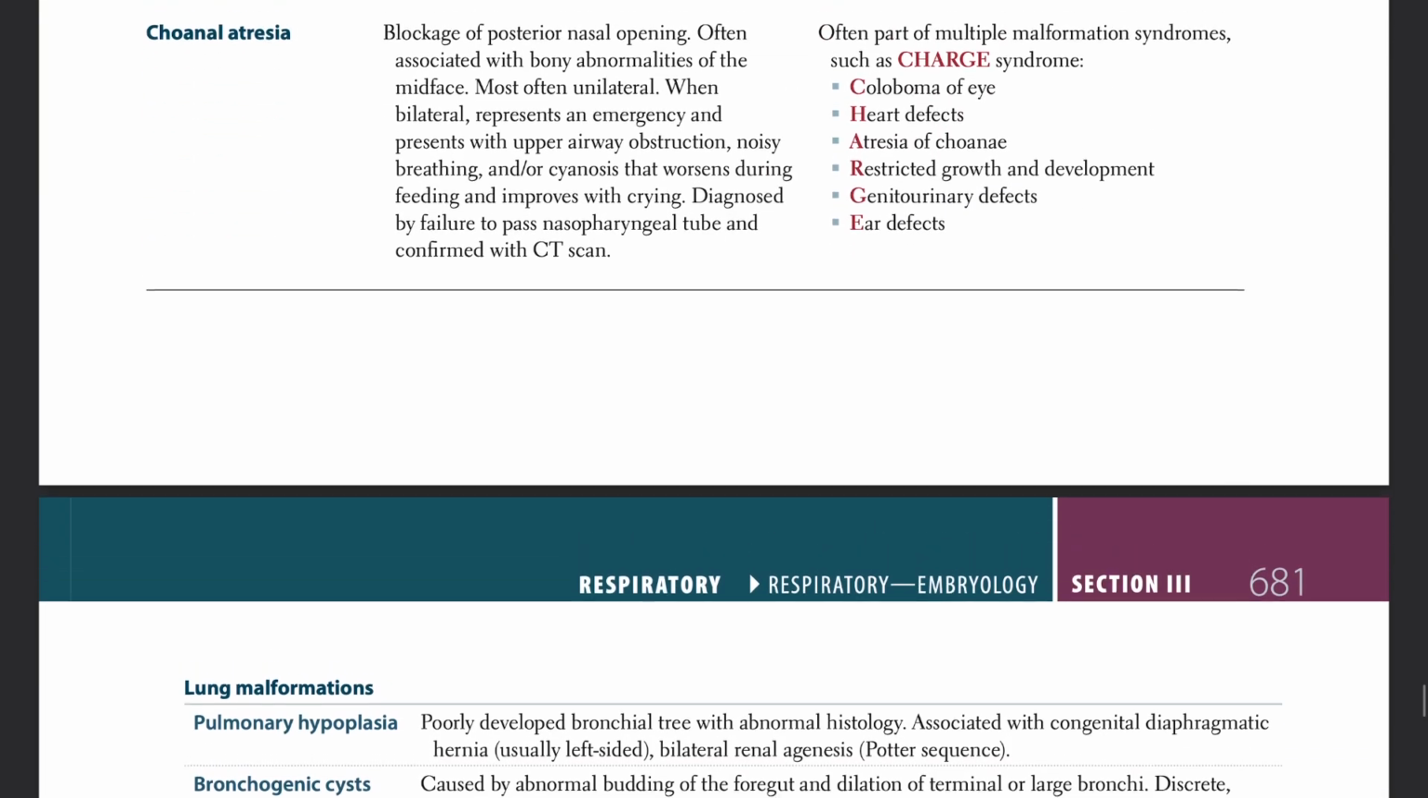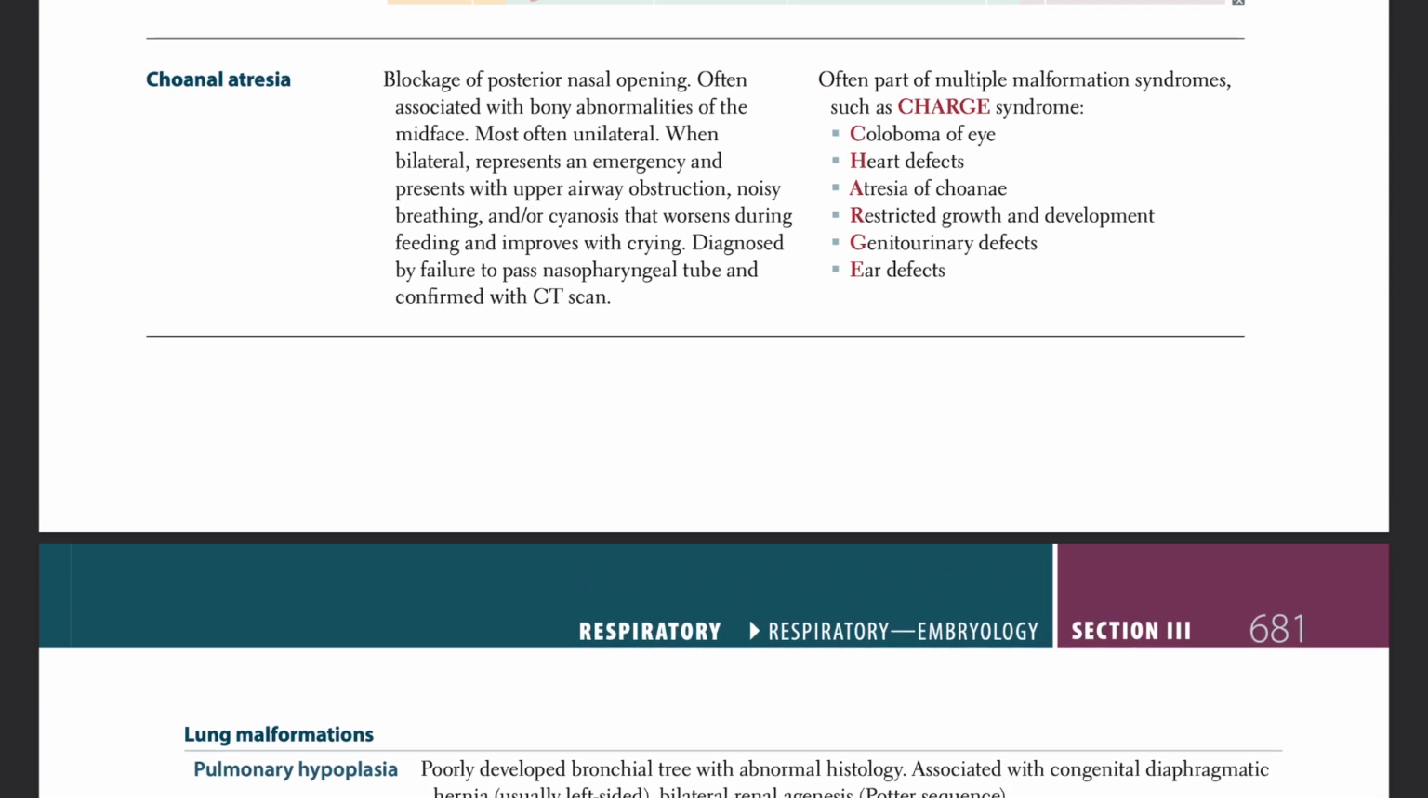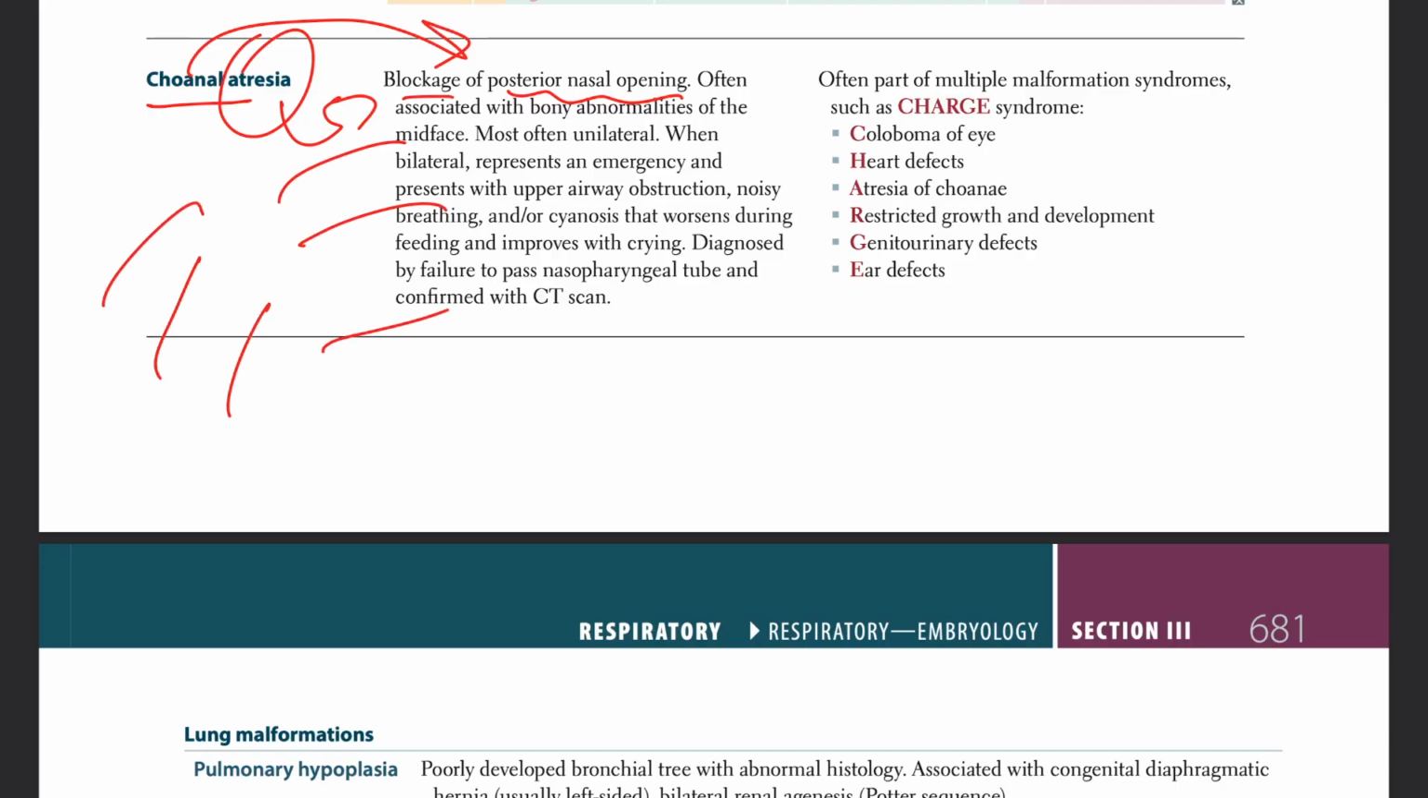Then the next topic we have is choanal atresia. You already know what atresia is, a blockade, right? Choanal atresia means blockage of the posterior nasal openings. If you recall, you have anterior, superior, all those nasal septums. So the posterior one is the one blocked here. It is often associated with bony abnormalities of the midface. Most often unilateral, that's important.